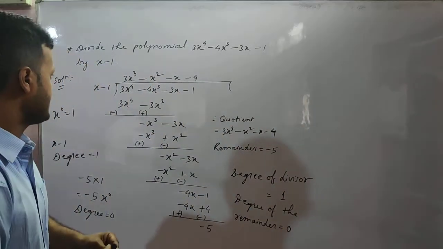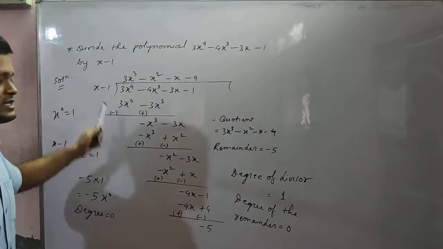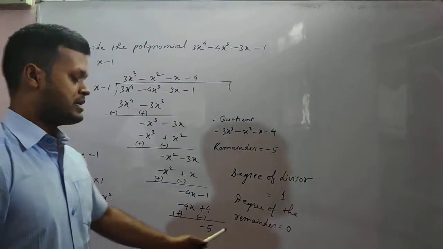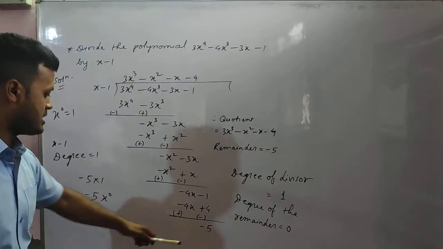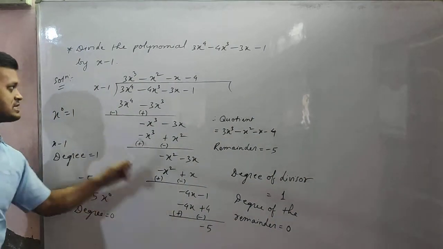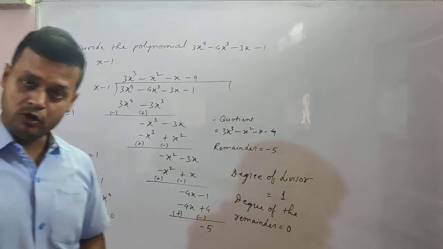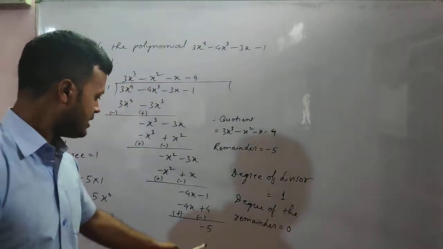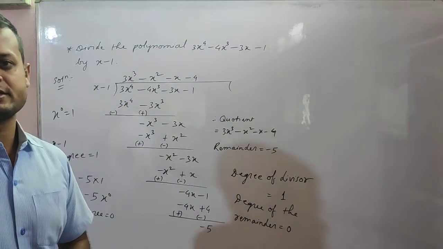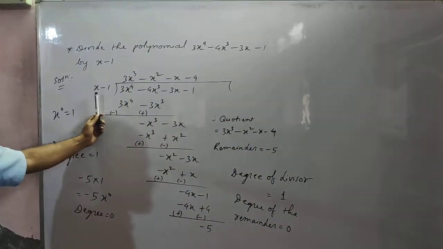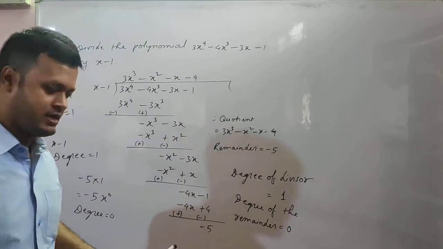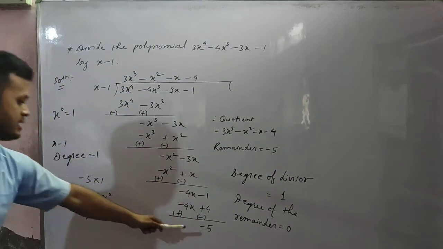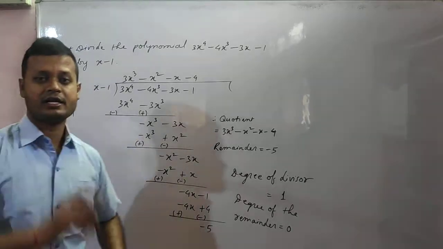That's why we say that the degree of the remainder is always less than the degree of the divisor. Students, it always has to be. Otherwise, it will go on dividing. You have to go on dividing till the degree of the remainder decreases below the degree of the divisor. Then only you will get the remainder.